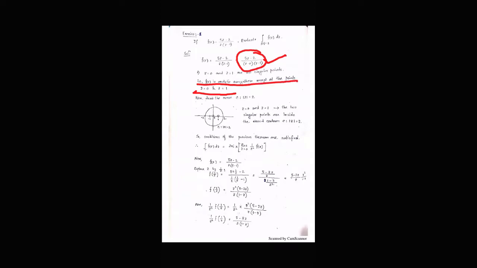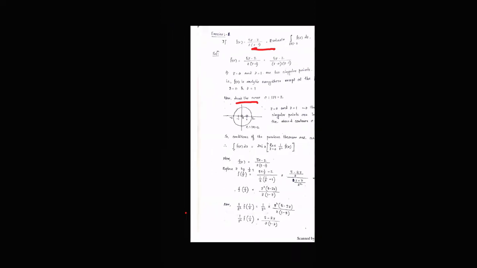Now we will see what is the closed contour, the contour over which the integration we are asked to find. The contour is mod z equal to 2. Now what is mod z equal to 2? Mod z equal to 2 is the circle whose center is at the point origin and whose radius is 2 unit. I am repeating again, mod z equal to 2 is the circle whose center is at the point origin and whose radius is 2 unit.